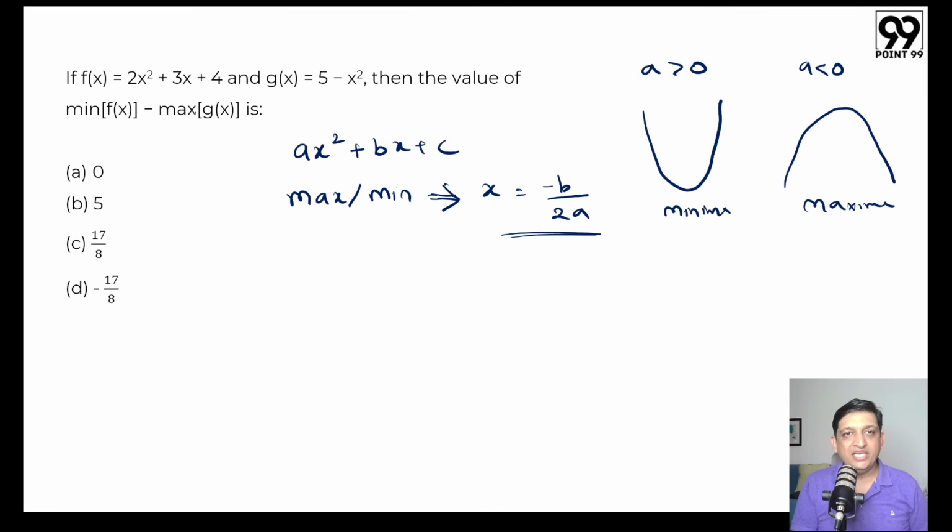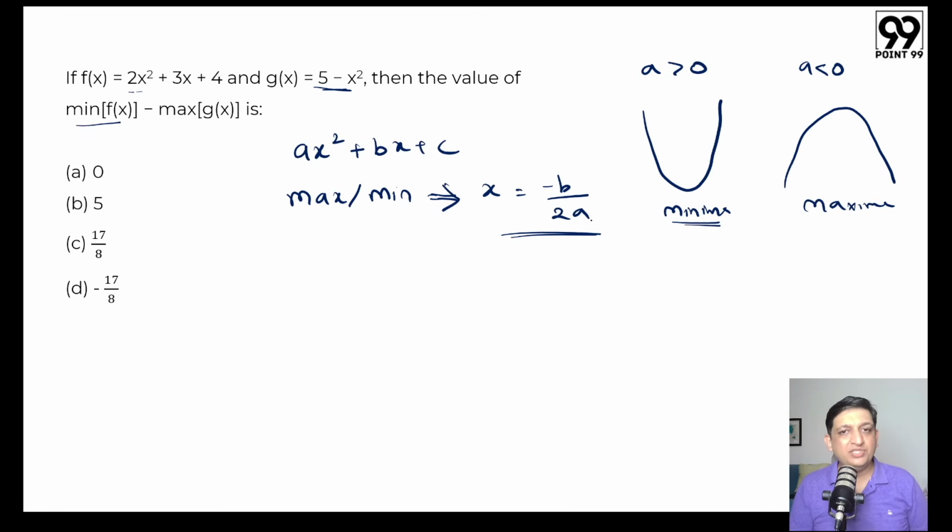You can also look at the question here. We are trying to figure out minima of f of x. So of course, because the coefficient of x square is positive, we are going to get the minima of this equation. And because the coefficient of x square is negative here, we are going to get a maxima for this particular equation. So what are we going to do in this case? We are just trying to figure out what exactly is going to happen.